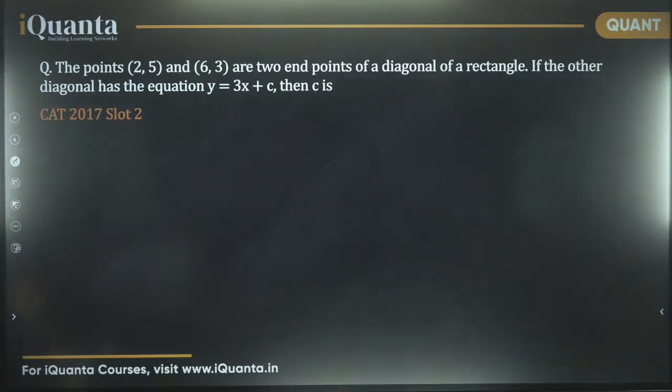The points (2, 5) and (6, 3) are two endpoints of a diagonal of a rectangle. The other diagonal has the equation y is equal to 3x plus c. Then c is what?